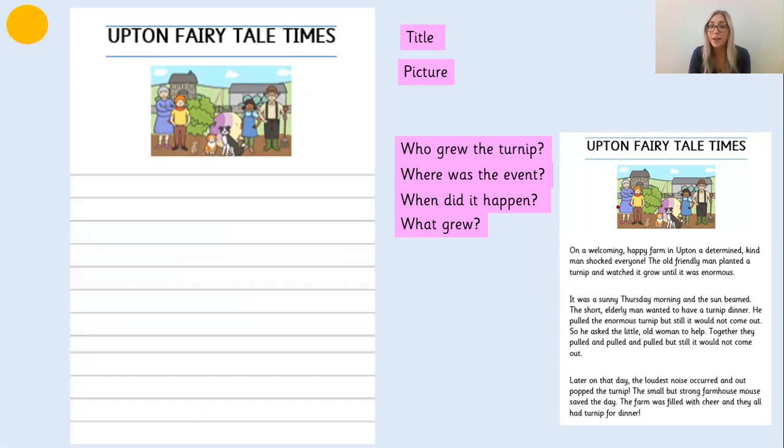So who grew the turnip? Where was the event? When did it happen? What grew? So you can use mine to help you, but remembering we are only going up to here today, which is answering those first few questions. Okay, so having a go at that in full sentences in your book.